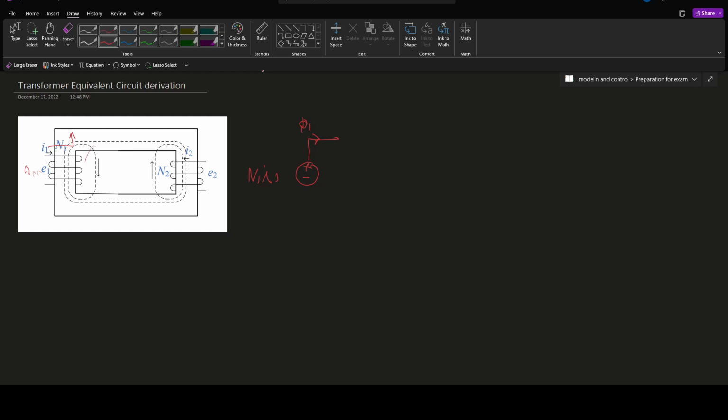Now we can see here that we are going to get a little bit of leakage flux, because in real life the core is not perfect. So we have here a reluctance representing this leakage flux. We're going to call it RL1. Then we have the actual path that the flux is going to travel, the mean path length, and this is going to be described by one reluctance.